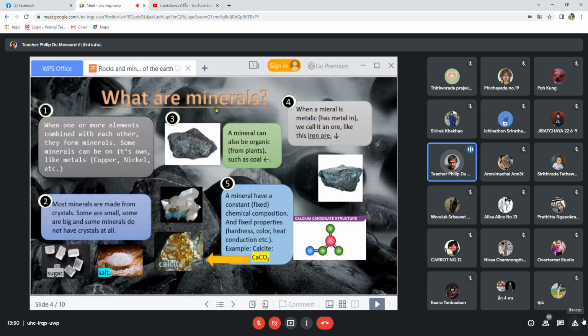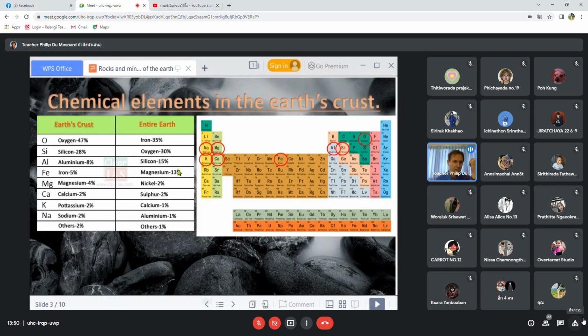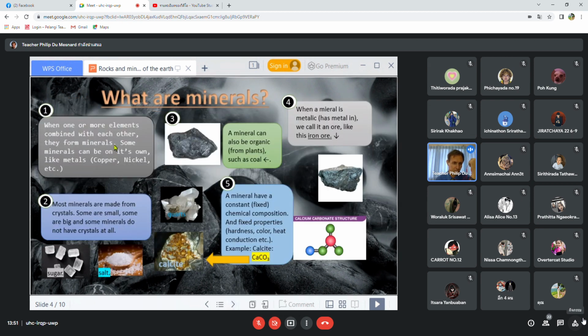Okay, and then what is a mineral? So a mineral is inside a rock. So, and rocks are made of minerals. So when you combine these elements with each other, so when you have maybe silicon and oxygen, or aluminum and oxygen, or maybe calcium and oxygen. So when you put the elements together, you get a mineral.